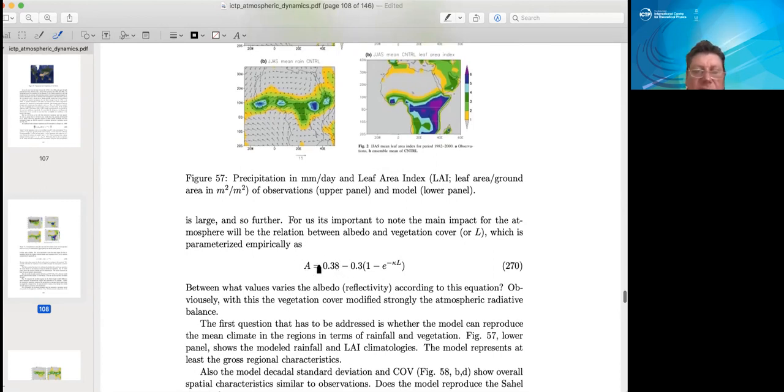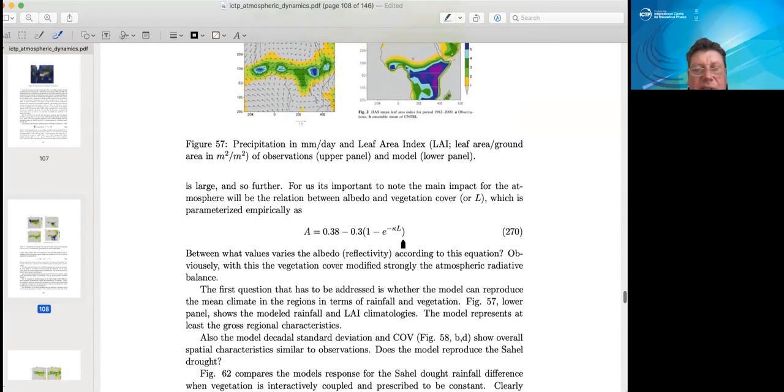The most desert regions have the maximum albedo, let's say 0.38. And then there's this term that tells us that when we have vegetation cover, the albedo is reduced to a minimum, in this case like over ocean. If we have dense forest, that is an albedo similar to ocean, which is about 0.1. So this equation is the other equation that is used in such models.